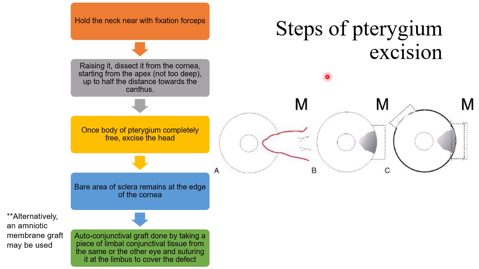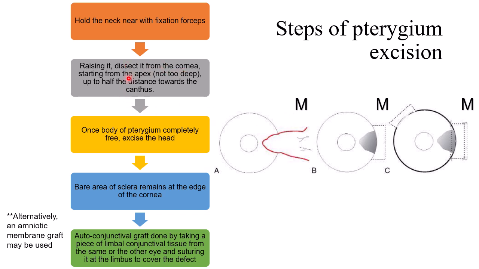So, steps of pterygium excision. Now, this is the medial side. So this is a nasal pterygium, right eye. Okay. So just go through the steps with me. Hold the neck near with the fixation forceps. This is the neck. We hold it with the fixation forceps.